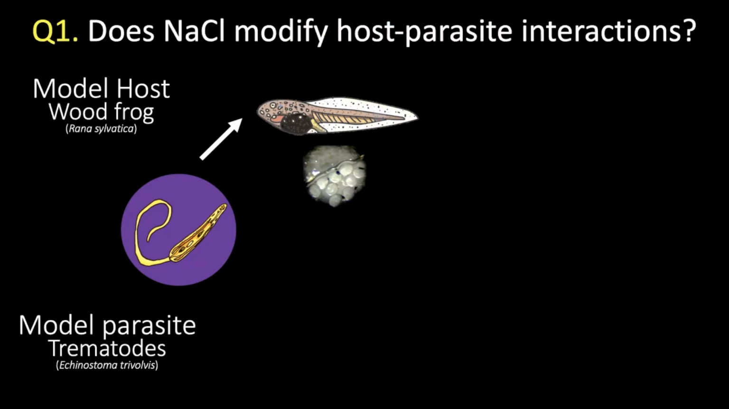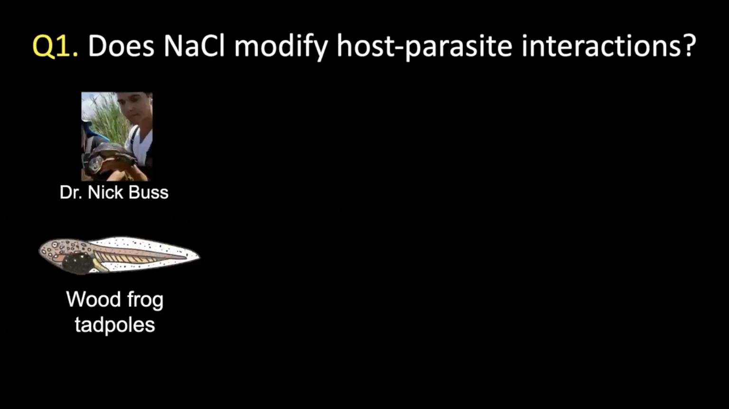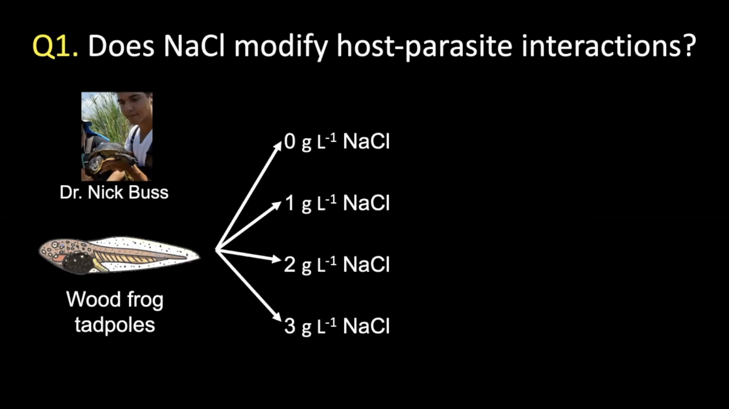So to understand how sodium chloride modifies host-parasite interactions, I'll be focusing today on wood frogs, Rana sylvatica, and the model parasite will be trematodes in the free-swimming stage, Echinostoma trivolvis, the cercaria stage. I'll be telling you first about some work from my former PhD student, Nicholas Buss. He took wood frog tadpoles and exposed them to 4 different concentrations of salt.